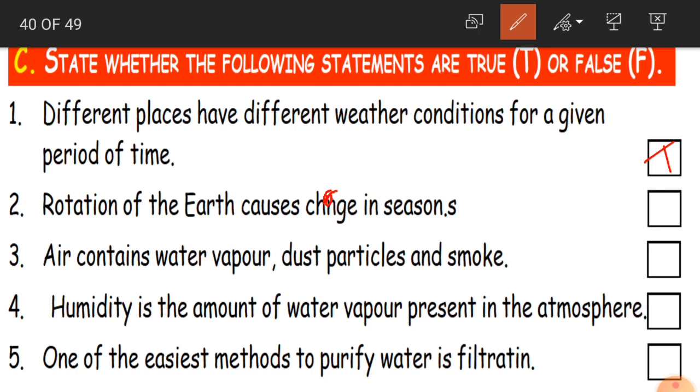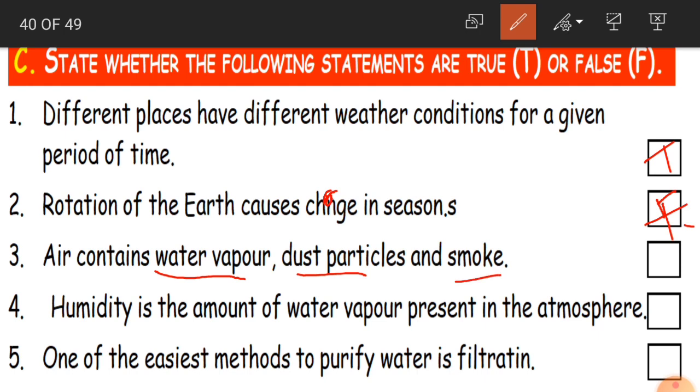Rotation of the earth causes change in seasons. No, children, this is false. Revolution of the earth causes change in seasons, but not rotation. Okay, clear? Now, the third one is, air contains water vapor, dust particles and smoke.